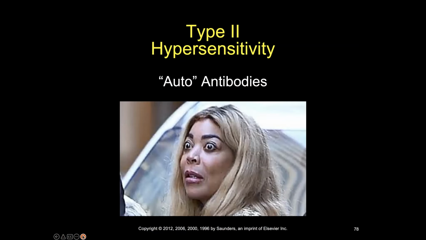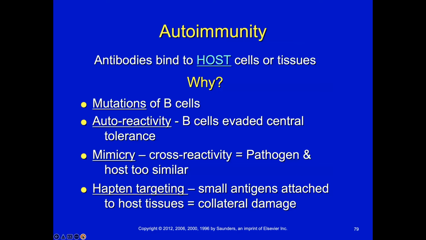Hypersensitivity type 2. So here we're talking about autoantibodies. So they're antibodies that are generated against our own self tissues, host cells. So why does this occur? Well, there are 4 reasons. 1, you could have basically a mutation of the B cell that now makes that B cell create these defective antibodies. You can have autoreactivity. So here are B cells that have not been eliminated through central tolerance. They have survived a process that they shouldn't have. And so they get out into the body, and then they can create antibodies that will attack the host cells.